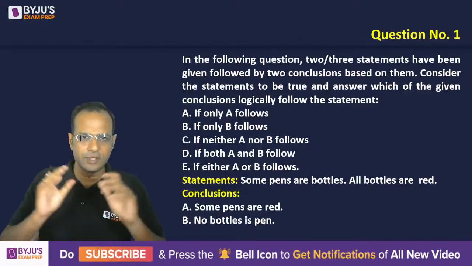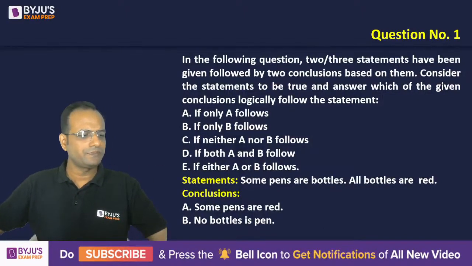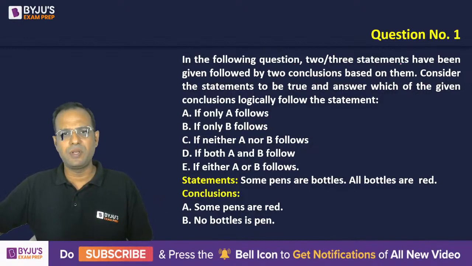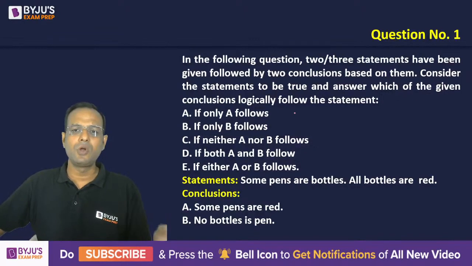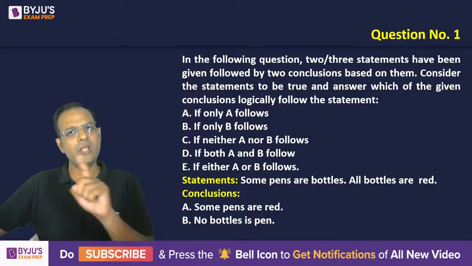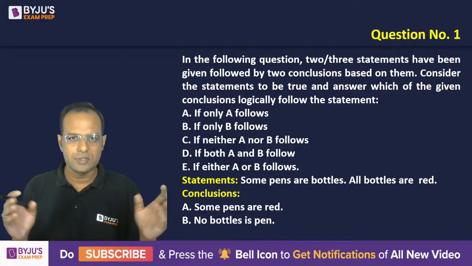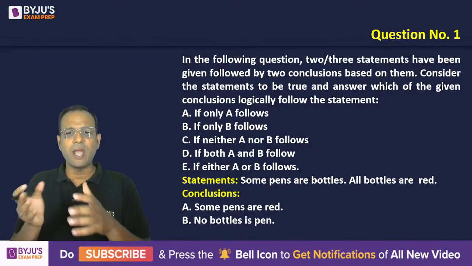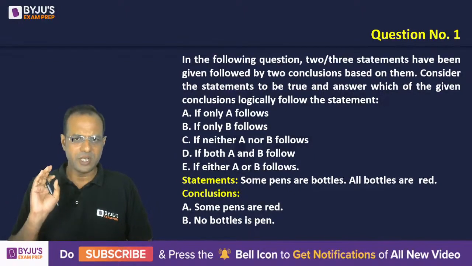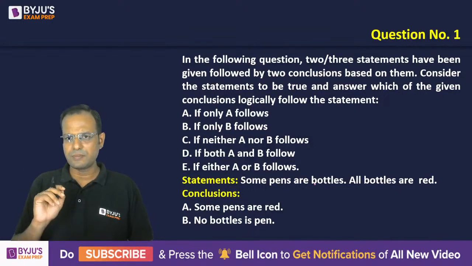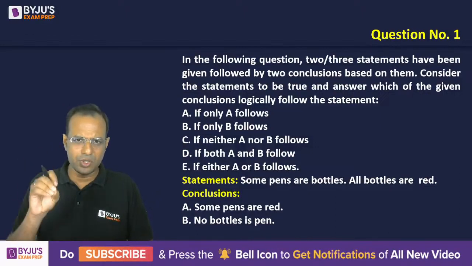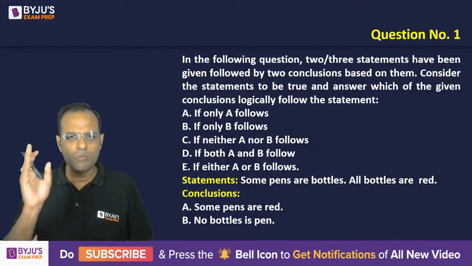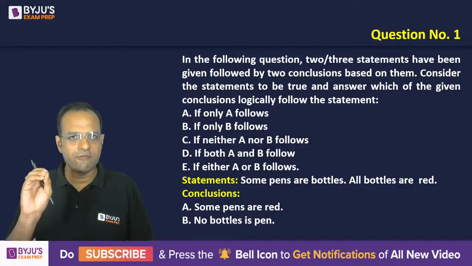Let us look at the first question. What does it tell you? In the following question, 2 or 3 statements have been given, followed by 2 conclusions. Based on them, consider the statements to be true and answer which of the given conclusions logically follow. Mark A if only A follows, B if only B follows, C if neither A nor B follows, D if both A and B follow, and E if either A or B follows. And what is the question? The statements say: some pens are bottles, all bottles are red. Conclusion A: some pens are red. Conclusion B: no bottle is pen. What do you think should be the valid conclusion? Let us see.